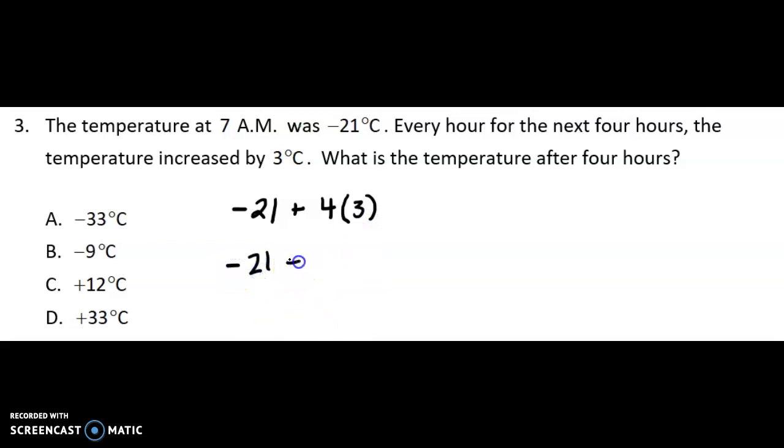So what we've got here then is a total temperature increase over 4 hours of 12 degrees. Now remember, my starting point was a negative 21. So if I add 12 to that, what I'm going to get is a negative 9. So the answer here would be a negative 9 degrees Celsius at the end of those 4 hours.